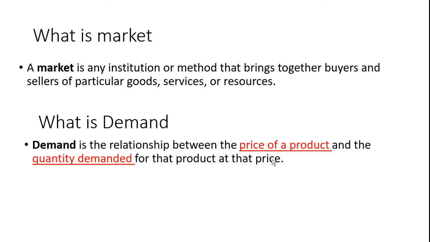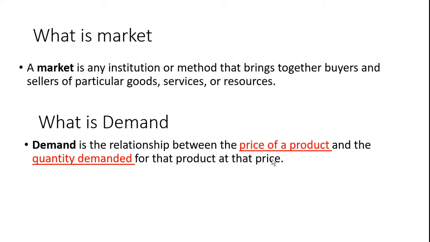Now, what is demand? Demand is the relationship between the price of a product and the quantity demanded for that product at that price. Now I have highlighted two things. One is price of a product, another thing is quantity demanded. What is price of a product? Remember, everything in this world has a cost, has a price, and the price you pay to get that product is called price of a product.